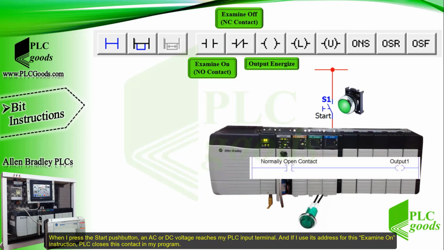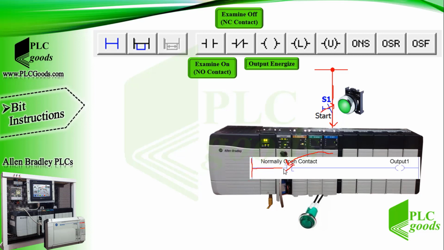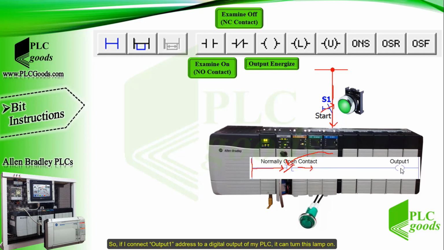When I press the start push button, an AC or DC voltage reaches my PLC input terminal, and if I use its address for this examine on instruction, the PLC closes this contact in my program. In consequence, the virtual power can reach the output energize instruction. So if I connect the output 1 address to a digital output of my PLC, it can turn this lamp on.